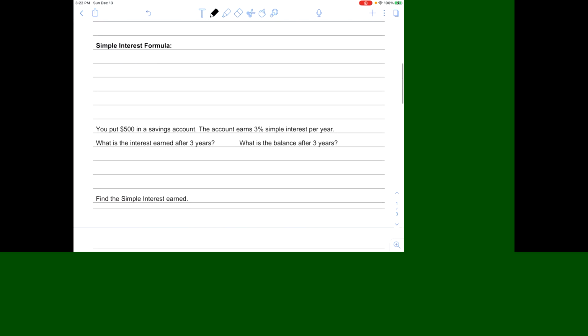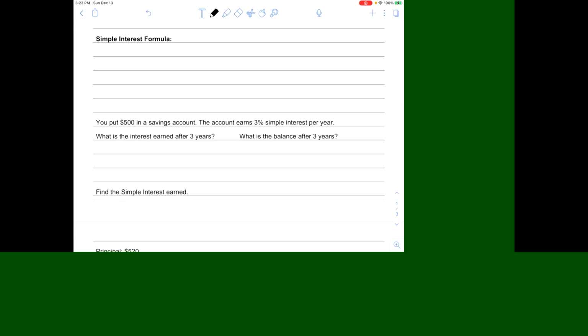So we're going to start by talking about the simple interest formula. The formula is I equals P R T. What that stands for is that the interest equals the principal, that's the amount of money, times the rate, that's the percent, and then times time.